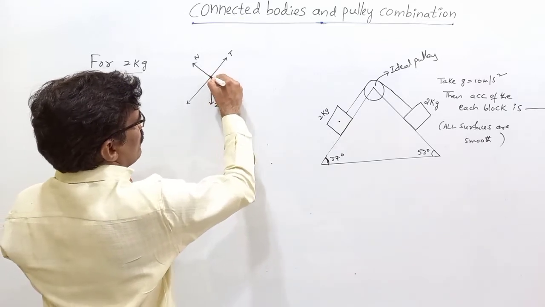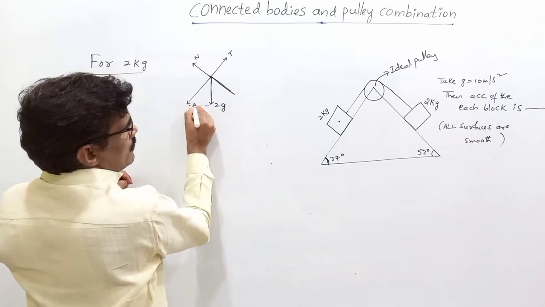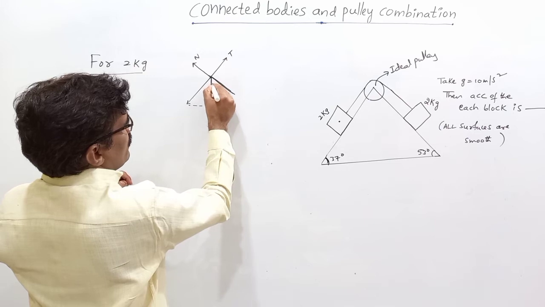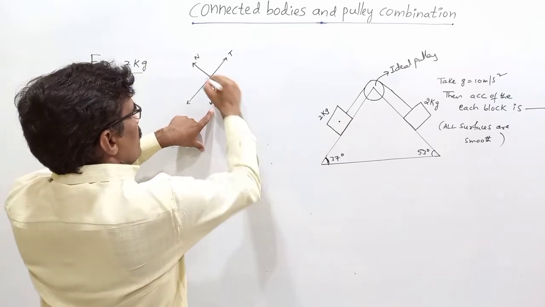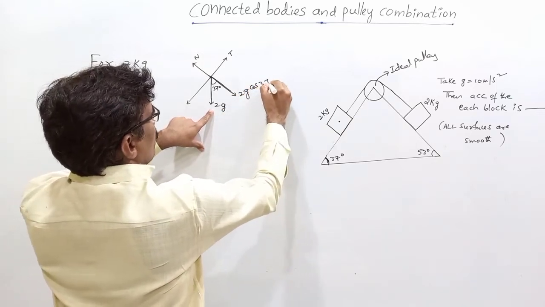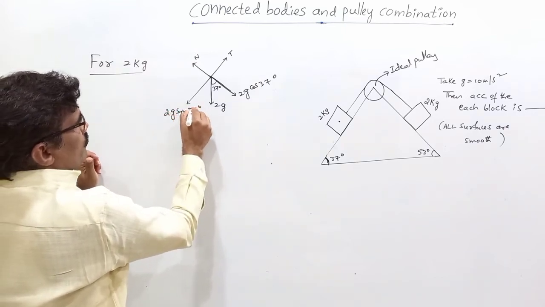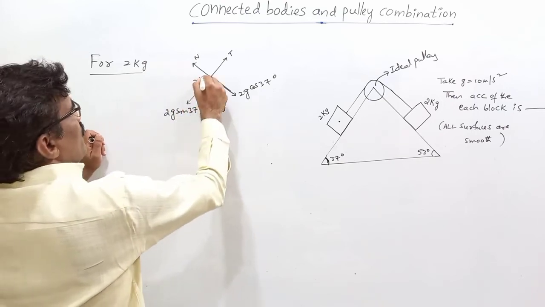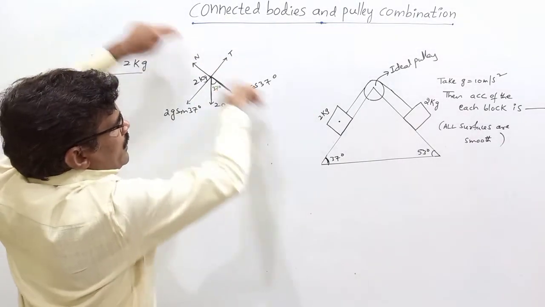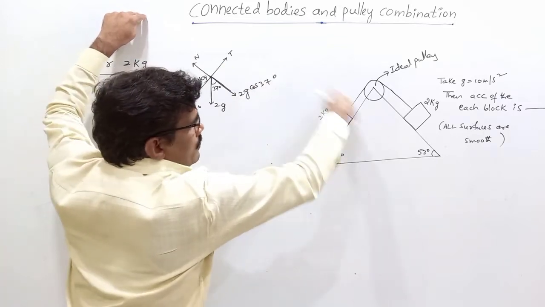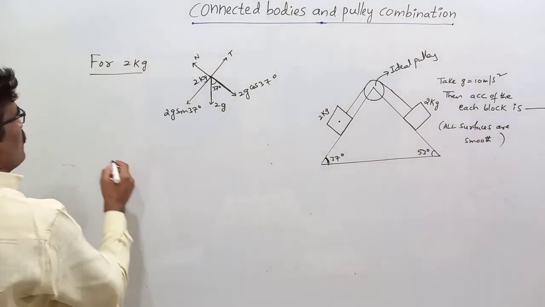What is exactly opposite to the normal reaction? We know that this is 37 degrees. 37 is 53, and the remaining is 37. So 2g can be resolved. This side, adjacent, is 2g cos 37. Here, this side, is 2g sin 37. On this block, the left side block, these two cancel with each other because there is no movement along this. Right? Okay, sir. These two cancel.